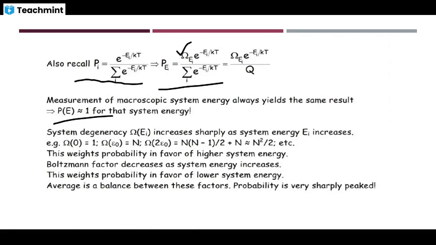System degeneracy increases sharply as energy increases. Example for 0 1. For energy increases, the system degeneracy also increases. This weights probabilities in favor of higher system energy. Boltzmann factor decreases as system energy increases. This weights probability in favor of lower system energy. The average is the balance between these factors. The probability is very sharply peaked.